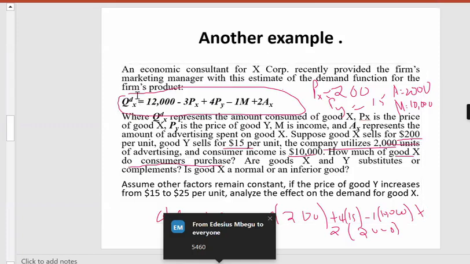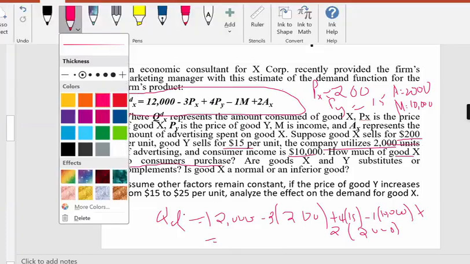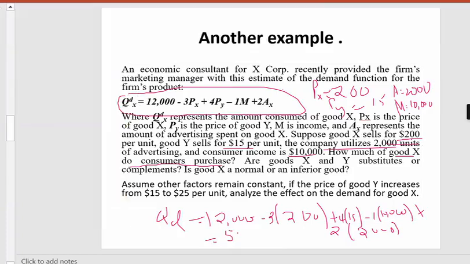5460 minus 3px. Okay. Unapata 5,460? Eh? Yes. 5460 minus. Yes, 460. Okay, this one, right? Yes. Yeah, this is the quantity. Now, how much good X does the consumer purchase? So the consumer will purchase 5,460 units of good.